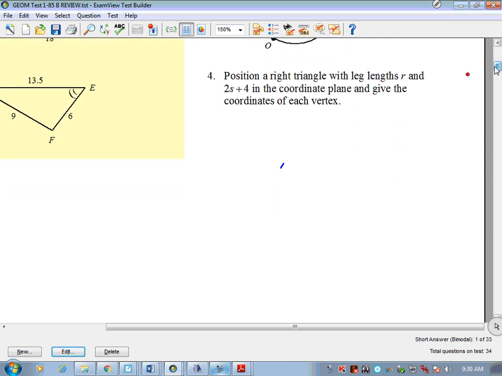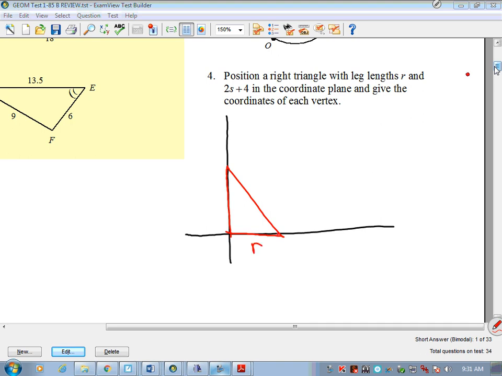Position a right triangle with leg lengths r and 2s plus 4 in the coordinate plane, and give the coordinates of each vertex. So this looks like a pretty hard question, right? There's more than one way to do this. All right, so here's our coordinate plane. I'm going to do it just like this. Say this is r, that's a length r. And this is 2s plus 4 in length, right? You see what I'm getting at?